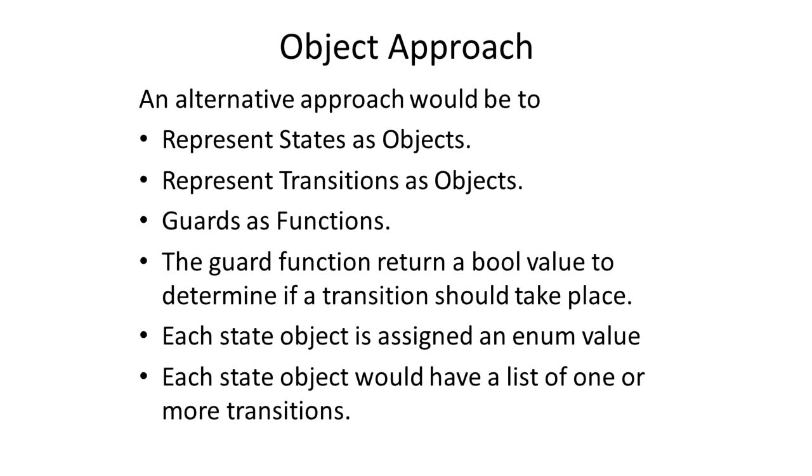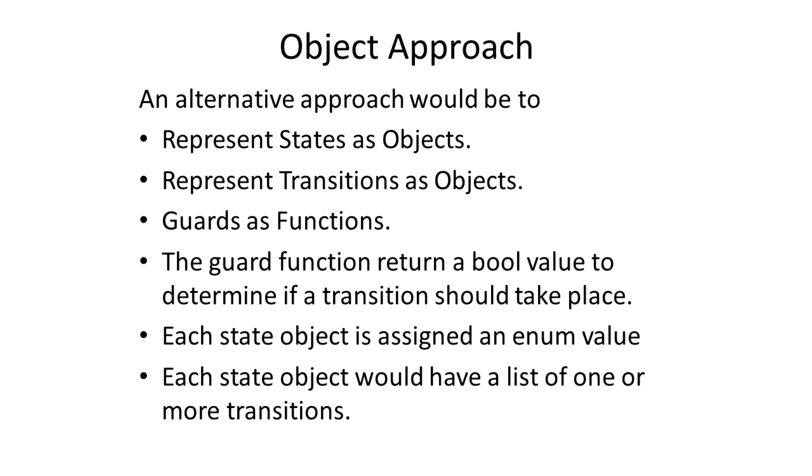So an alternative approach would be to use object orientation, which, whilst this would be more code and require more classes, does make for a more scalable solution, which lends itself to large-scale and more complex scenarios. If we were to adopt an object-oriented approach, we would represent the states as objects, and we'd also represent transitions as objects too. And then the guards, which are the conditions that check whether a condition has been met before we transition to a new state, we'd model as functions rather than if statements.